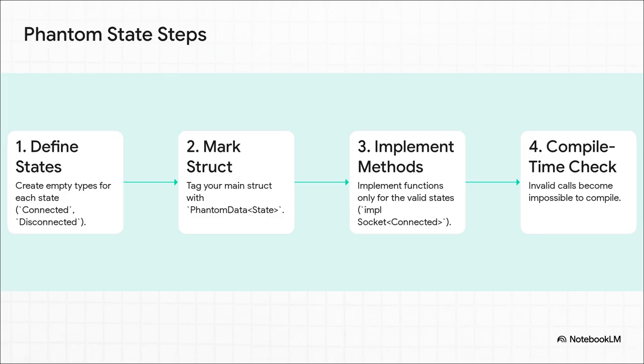And the way you build it is just so elegant. You create these simple empty structs to represent your states. You tag your main struct, the socket in this case, with PhantomData to hold that state. And then, here's the magic. You only implement methods for the specific states where they make sense. fn send only exists on Socket<Connected>. It's not there for Socket<Disconnected>. Just like that, a whole class of bugs is just gone, wiped from existence.